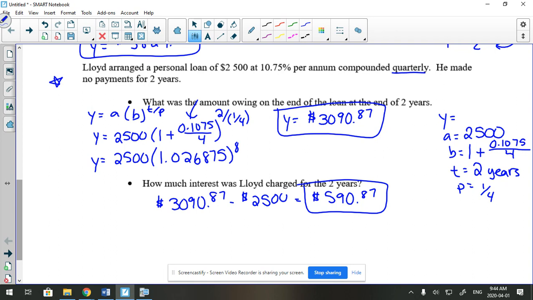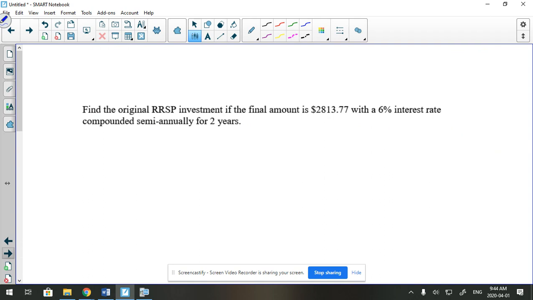Okay, I'm going to do 2 more on the back page. Some aren't as straightforward. I might not ask you for a final amount. I might ask you for something else. So let's look at the top one on the next page. So this one says, find the original RRSP investment if the final amount is $2,813. So just to make sure you're reading the questions carefully. So my final amount is this much. So that's going to be my Y value.